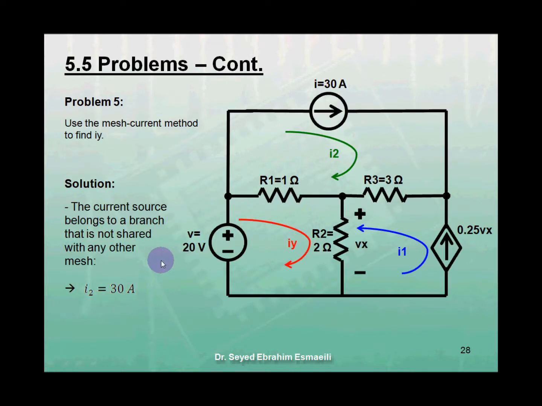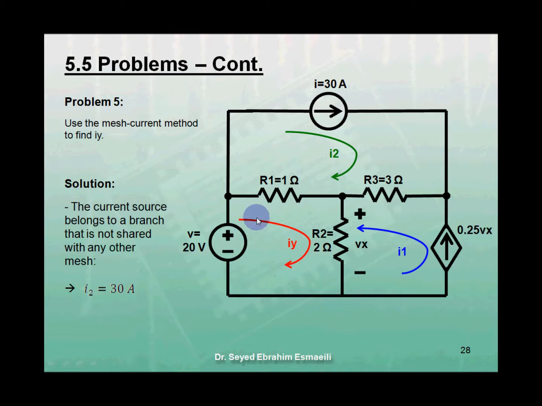In problem 5, we need to use the mesh current method to find IY. We begin the solution by noting that in mesh 2 we have a current source that belongs to a branch not being shared with any other mesh, from which we know that I2 equals I, which equals 30 amps. The same applies for I1, which equals 0.25 Vx.